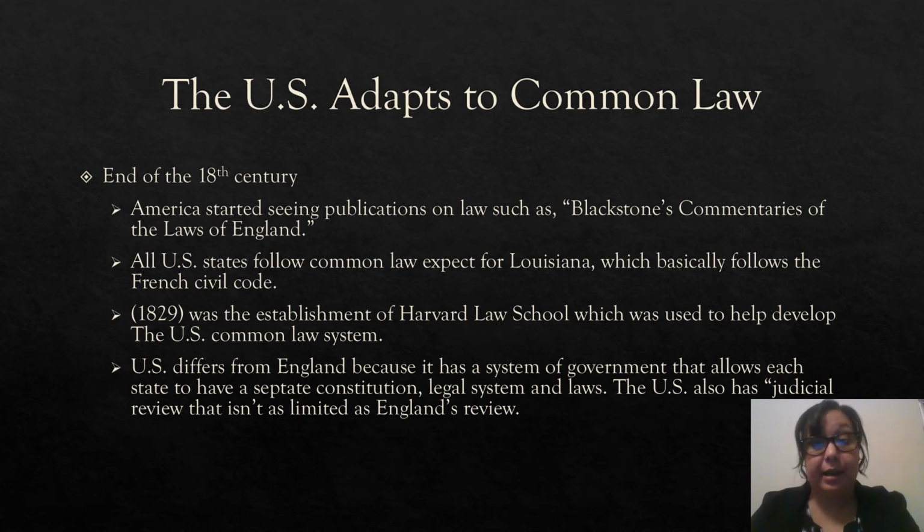Around 1829, Harvard Law School was established, and the scholars that graduate from Harvard Law School and professors that work there help to determine what the U.S. common law system should be, and they help to develop that within our country. And we are pretty different still from England's common law, because we have separate constitutions and legal systems and laws for each state, as well as federal constitutions. And the U.S. system also has a judicial review that isn't as limited as England's review.